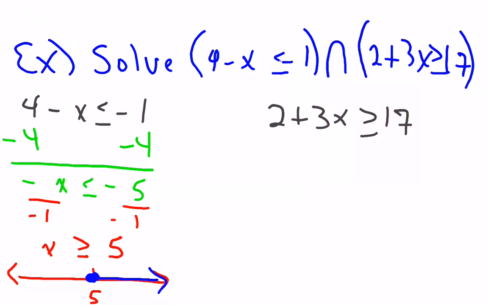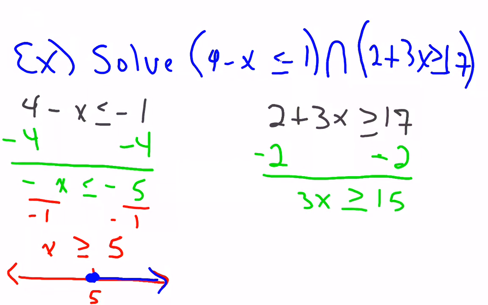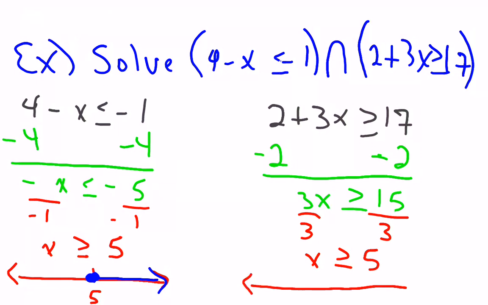Again, we're going to solve for x. So subtract 2 from both sides. So we have 3x is greater than or equal to 15. And then we need to divide both sides by 3. So we have x is greater than or equal to 5. And so let's look at this particular one. Notice they're the same here, but I'll explain something in just a second.